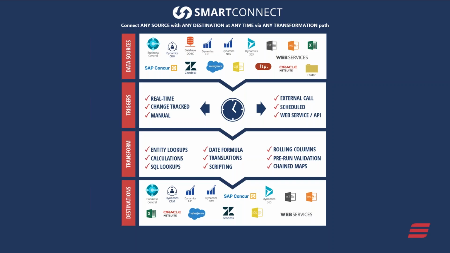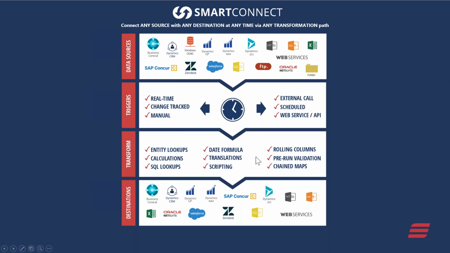So if you don't need a real-time map, but you do want to get your accounts from CRM to Business Central, for example, you might schedule that map to run every half hour and just look for any customer changes that have happened in the past half hour. Lastly, there are web service APIs and external calls that you can make to SmartConnect to execute maps.